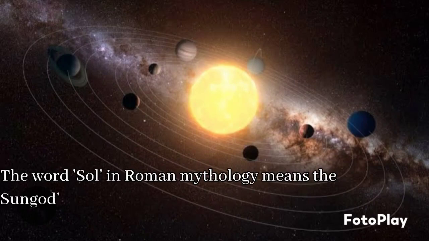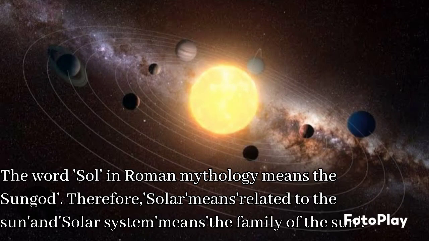The word Sol in Roman mythology means the sun god. Therefore, solar means related to the sun and solar system means the family of the sun. Evolution of the solar system.